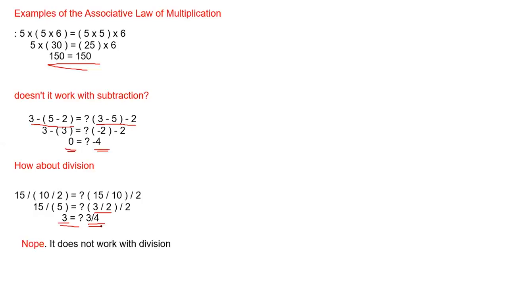Division and subtraction do not work under associative. So let us try to look at distributive. Distributive is very simple. When you talk about distributive law, we're simply talking about, for instance, if you have 2, and then you open the brackets, and inside the brackets you have 3 plus 6. Your distributive law implies that you have to distribute this 2 to all the numbers inside.